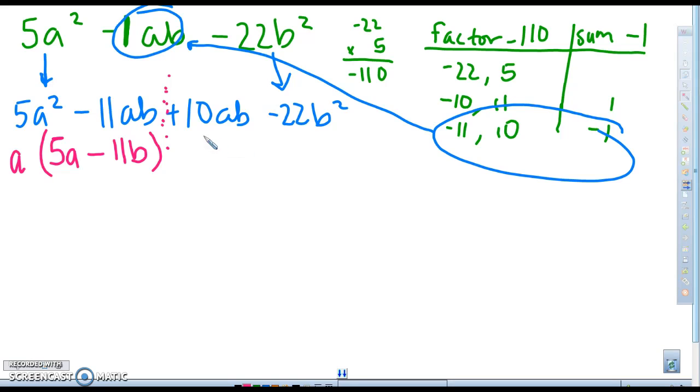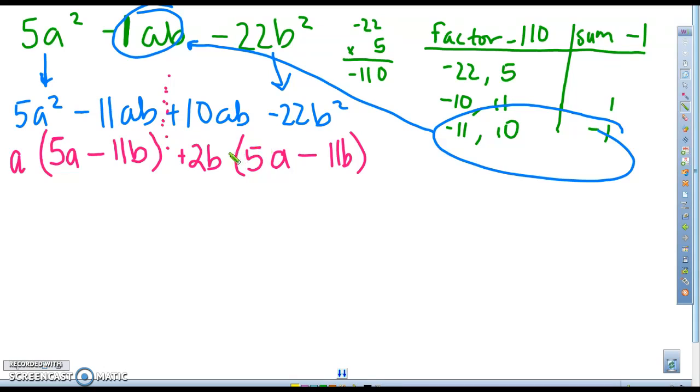Okay? Over here, I see that both of these are even, so I can take out a 2, and I can take out a b. So out of this first one, if I divide 10ab by 2b, I would be left with 5a. And if I divide negative 22b squared by 2b, I would be left with minus 11b. So I get that repeated term. I take one of those repeated terms and I bring it down. So I have 5a minus 11b.